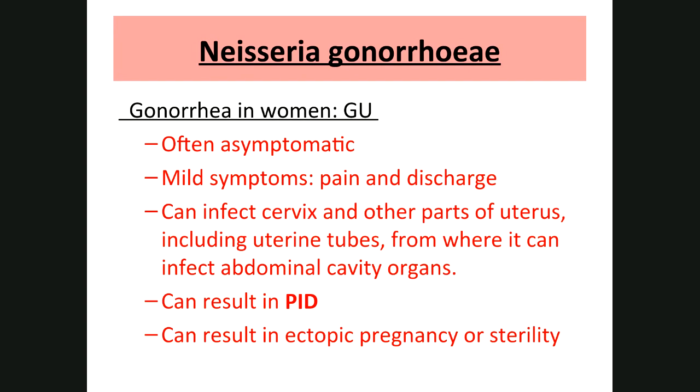In females, the organism causes gonococcal urethritis. It is often asymptomatic. The symptoms may be mild pain, maybe a little discharge, but again, females may ignore a discharge, thinking it is some form of menstrual discharge. They can infect the cervix, other parts of the uterus, including the uterine tubes, and from there it can infect the abdominal cavity. It may cause PID, pelvic inflammatory disease. It can result in ectopic pregnancies and sterility.